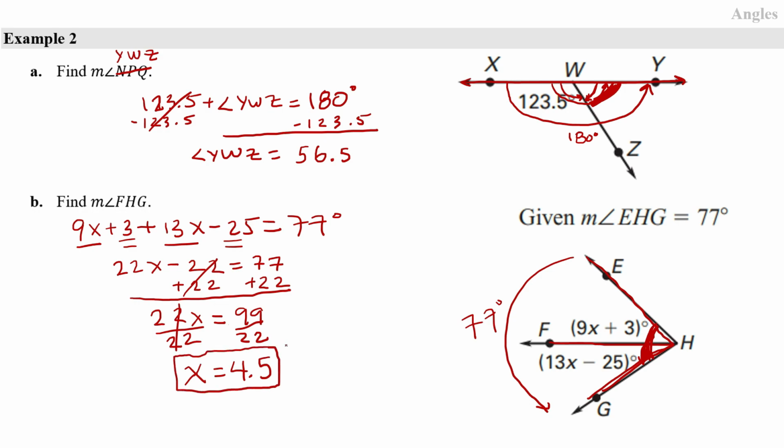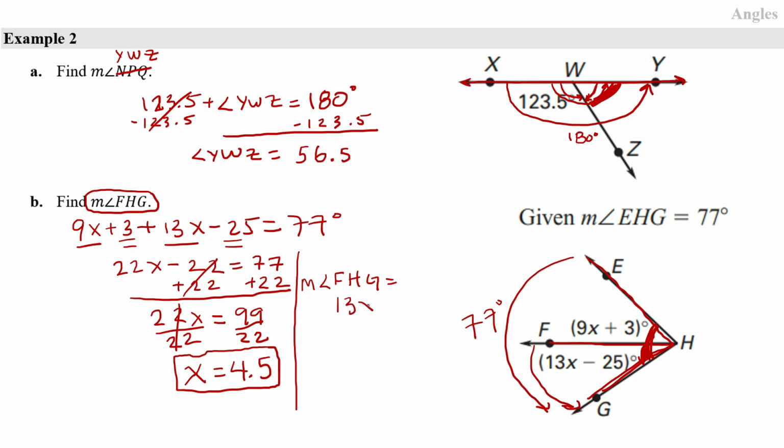Now once again, this is not the answer, okay? Because they're not asking you to find the value of x. They're asking you to find the measure of the angle. So I'm going to have to do more work. And I know that the measure of angle FHG, once again, FHG was the bottom angle, this bottom part.